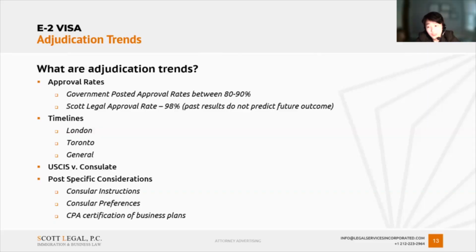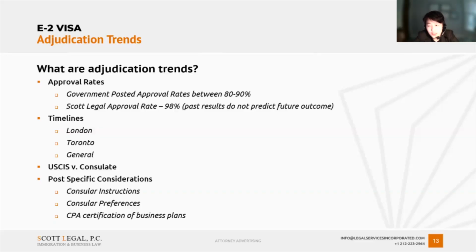Timelines vary quite widely between consulates. London and Toronto are the consulates that we file most frequently. And for London, we are seeing at least 90 business days to get a response from the consulate. Some lawyers are reporting even lengthier timelines of 6 to 7 months before getting an answer from the consulate. So London is taking quite long lately.